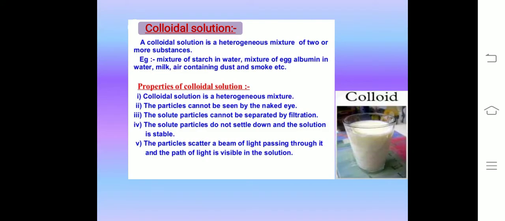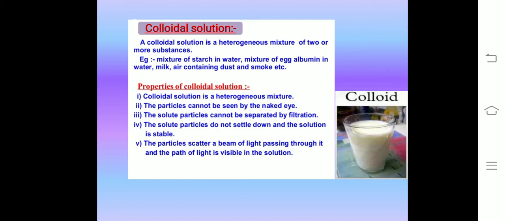Colloidal solution. A colloidal solution is a heterogeneous mixture of two or more substances. For example, a mixture of starch in water, a mixture of egg albumin in water, milk, air containing dust and smoke, etc. Properties of a colloidal solution.